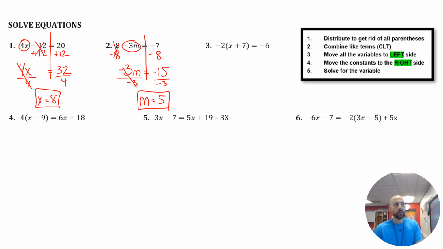For number 3, once again, our checklist, distribute. Yes, we do have to distribute. Okay, so that is a hidden 1x there. Negative 2 times 1x is negative 2x. Negative 2 times 7 is negative 14.